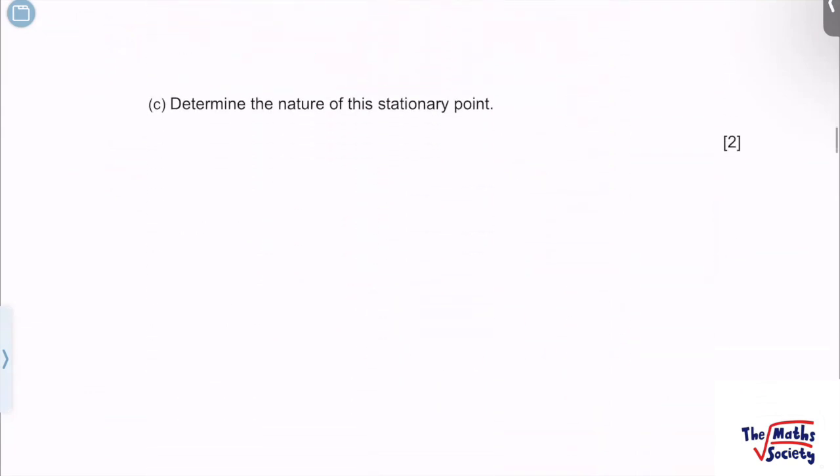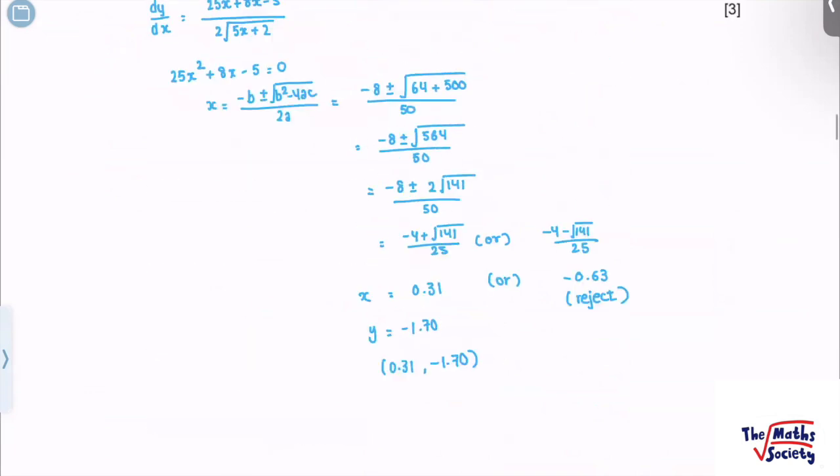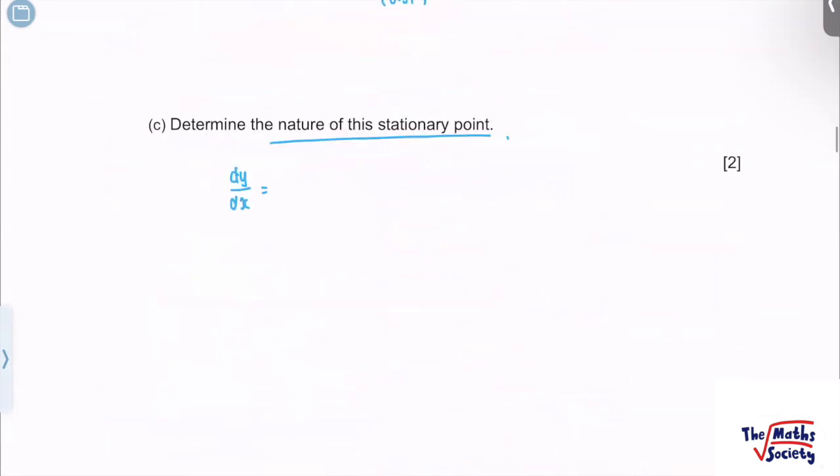And you have to determine the nature of the stationary point. It means we've got to differentiate further. Our dy by dx was 25x squared plus 8x minus 5.